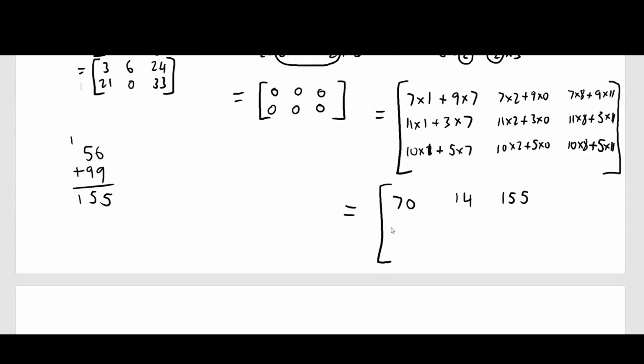Okay. Next, we've got 11 plus 21. So that's going to be 32. And we've got 22 there. And it's going to be 88 plus 33. 8 plus 3, 8, 9, 10, 11. Carry the 1. 8, 9, 10, 11, 12. 121.